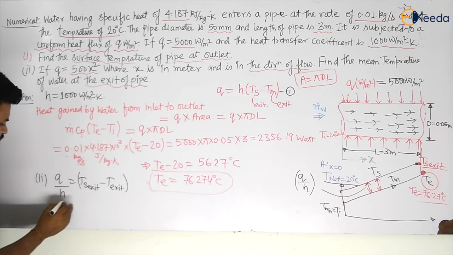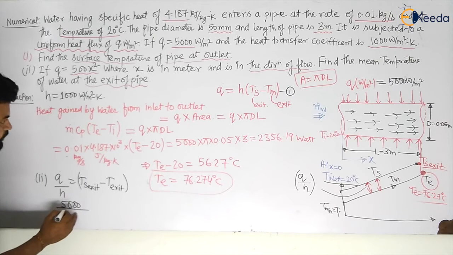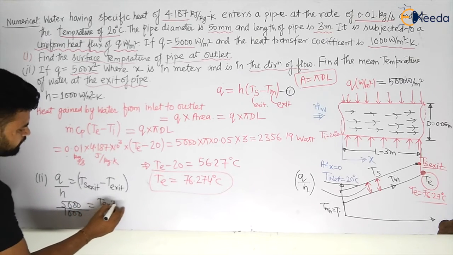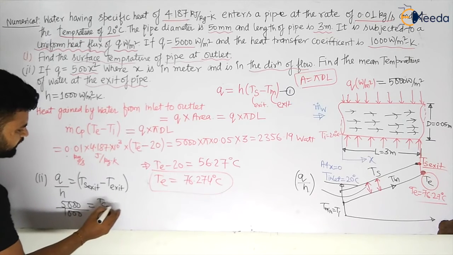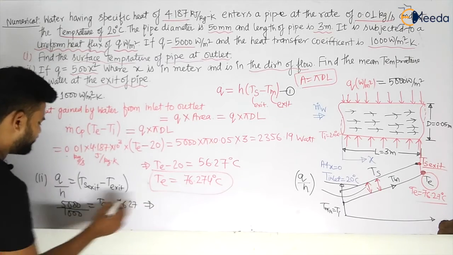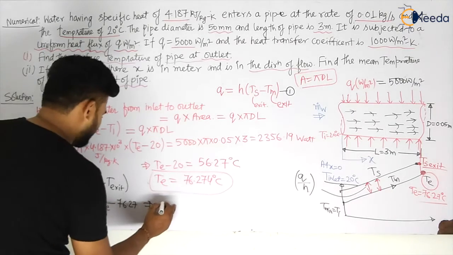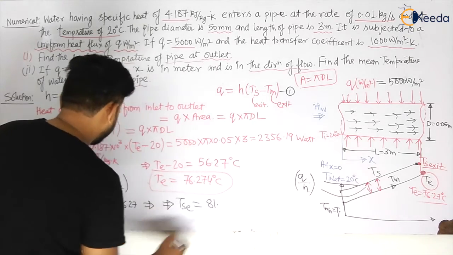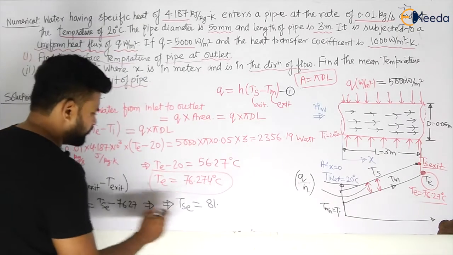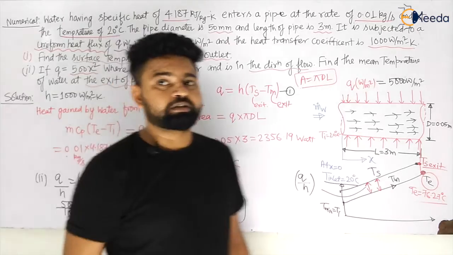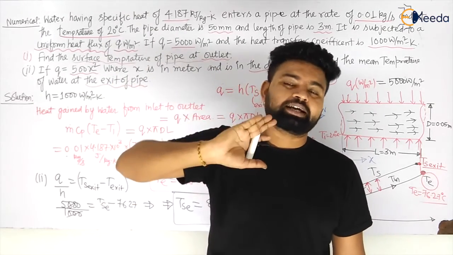So this will be given by 5000 divided by H. The value of H is given to be how much? Heat transfer coefficient is 1000 watt. This is equal to T surface exit, TSE we have to calculate, minus T exit we have calculated, that is 26.27. So if I directly add 5 in this, I will have TSE is nothing but equal to 81.6 plus 5, that will be 81.27 degree Celsius, my dear students. So this will be the temperature of the surface of the pipe at the exit.